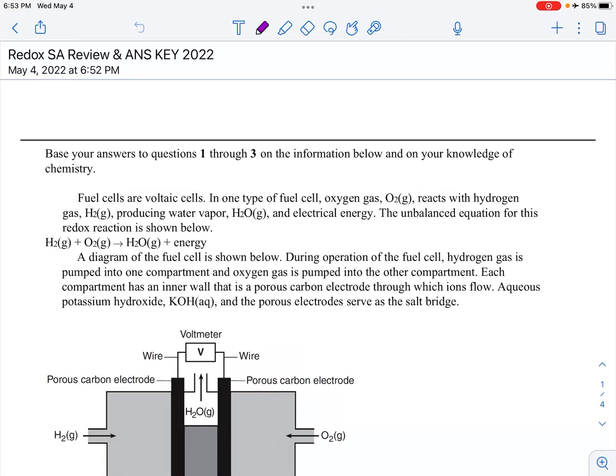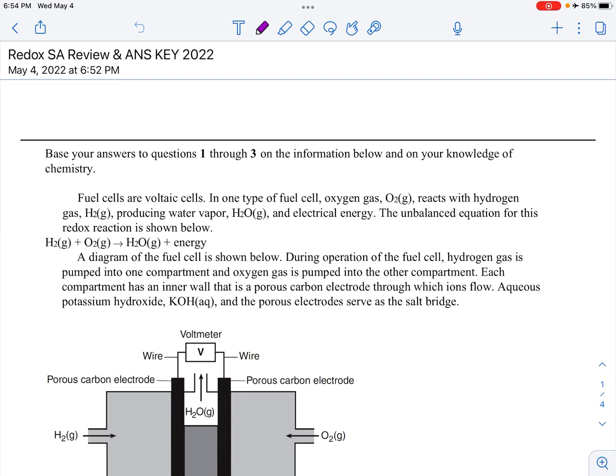Okay, so these are Redox short answer review. Make sure you've got your reference table and potentially a calculator, and that's it. Okay, so it looks like there's a lot to read. I know you don't want to, but we're going to do it anyway.